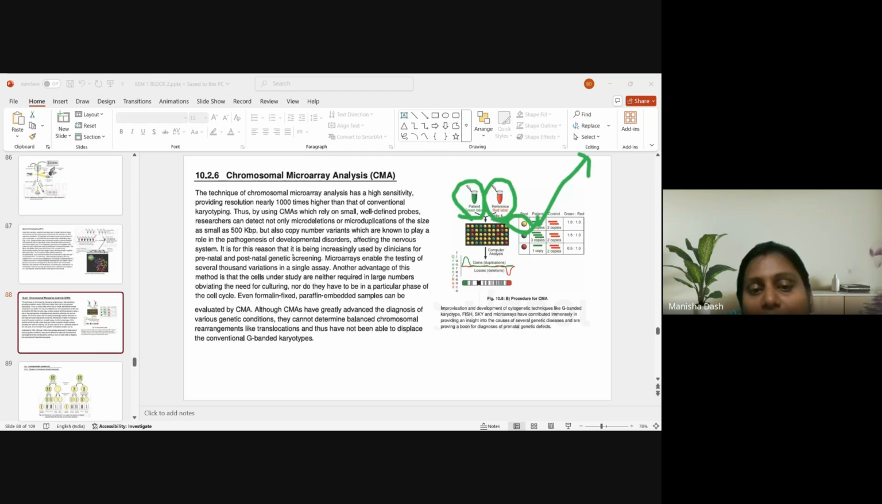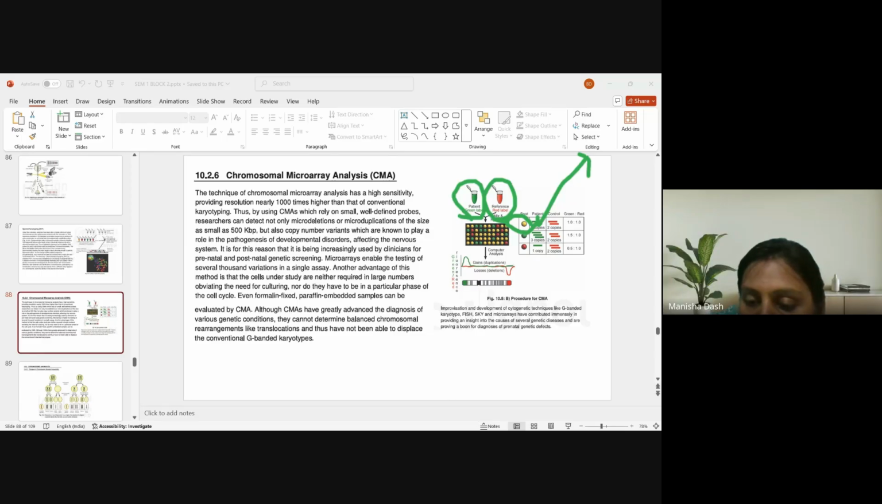Since the green and red are hybridized, they give a yellow color. If you observe a green color, green means the patient chromosome is more, so there must have been some duplications. That means there is an abnormality. If you get a red, it means the green is less, so less means there has been some loss of the chromosome, so it might be due to deletion. From this color pattern, you can predict what the possible structural abnormality or structural anomaly within the chromosome could be.